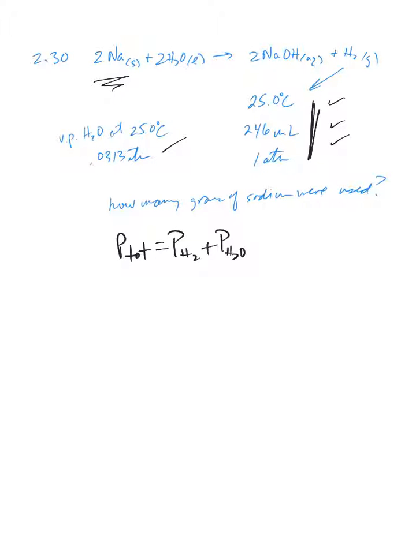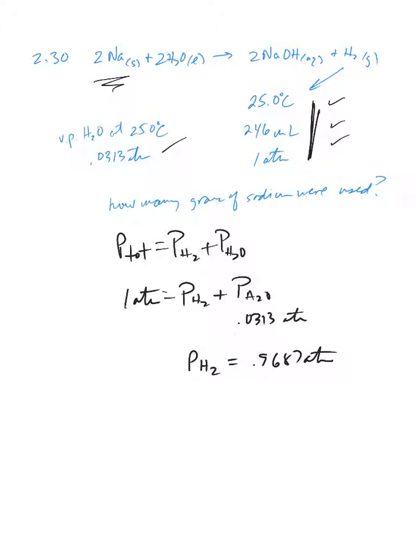So if the total pressure is given as 1 atm, and the partial pressure of water at 25 degrees is given as 0.0313 atm, the pressure that I want to use in the ideal gas law is 0.9687 atm. An extra sig fig than normal, but that's okay to keep an extra as we move along. So I'm going to isolate for moles of hydrogen, which is what I'm after. So I'm going to take the pressure and the volume of the hydrogen over the gas constant and the temperature.